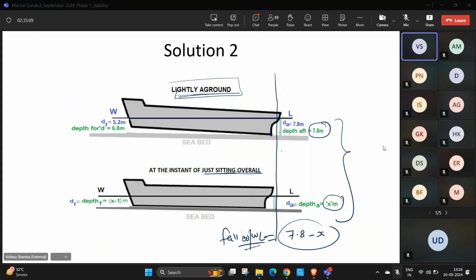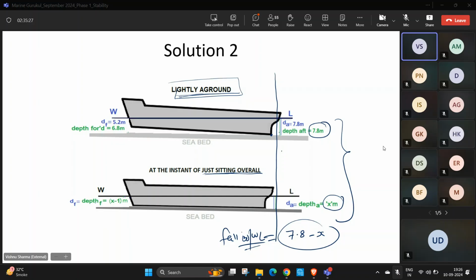Fall in water level will be 7.8 minus x. Yes or no? Tell me. Guys, let me know if there is any concern, because how we calculate x will follow later. First, let us see whether we understand what we need to calculate.